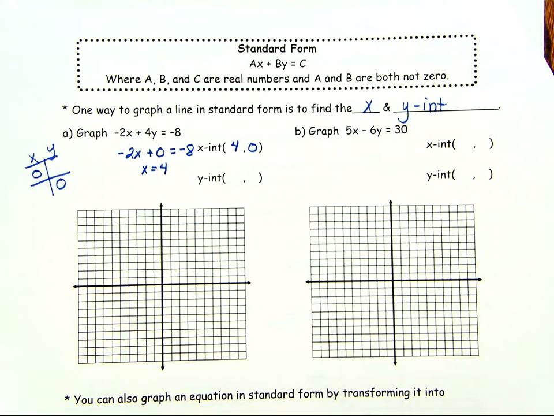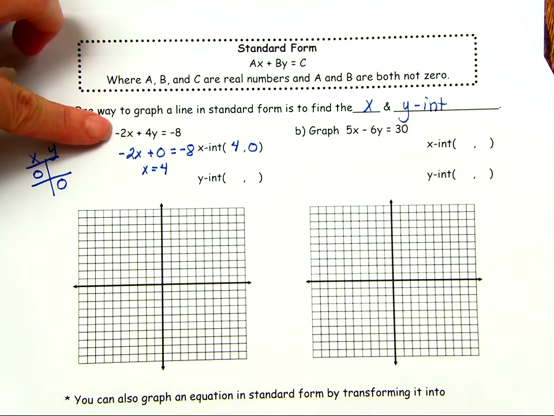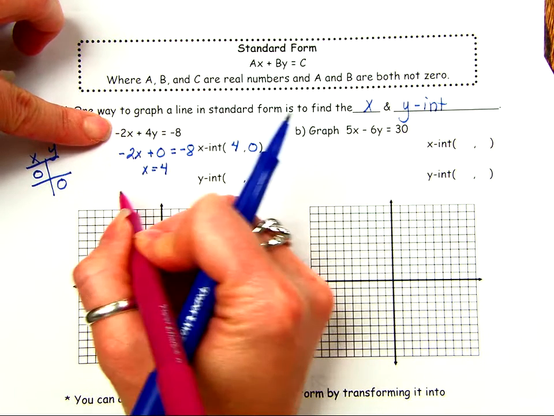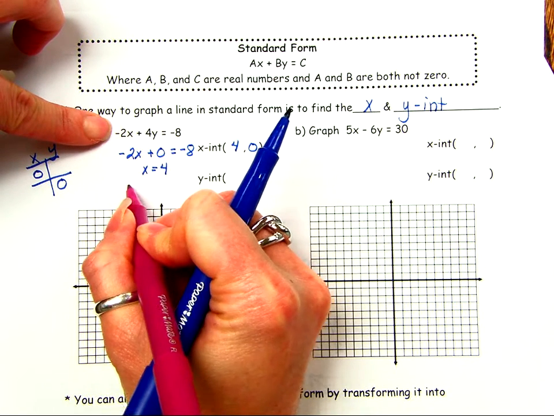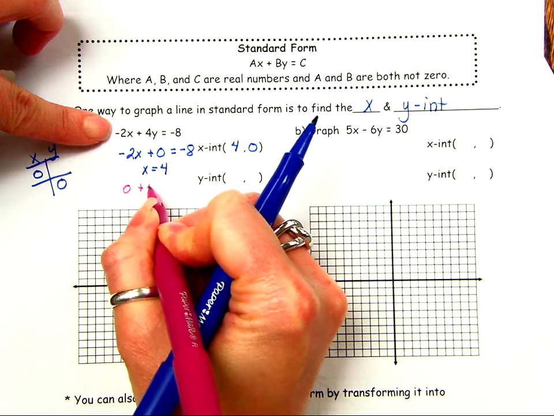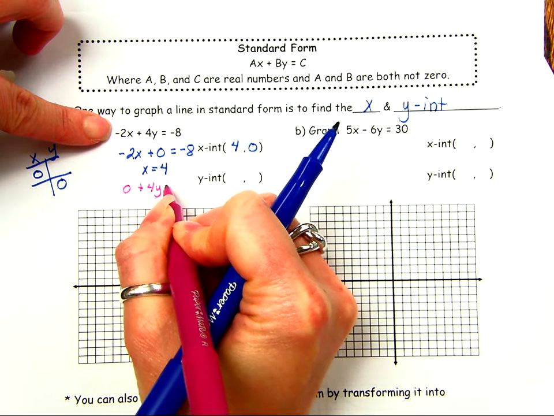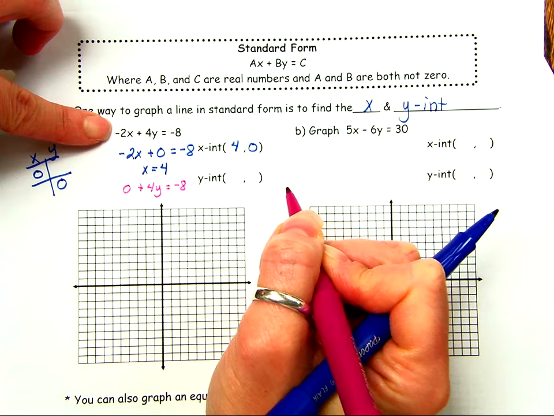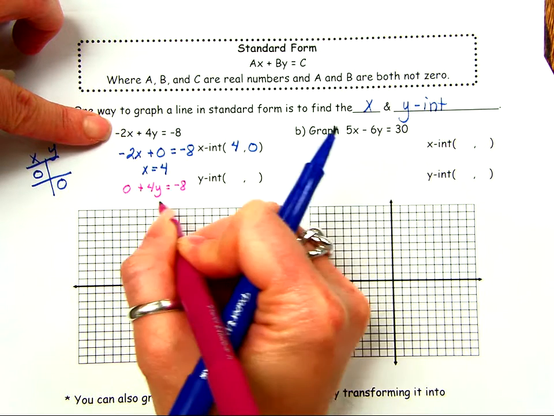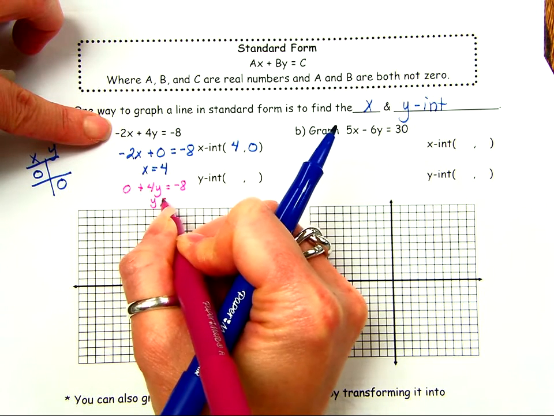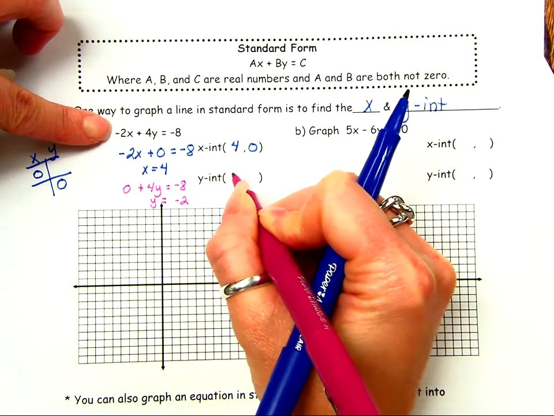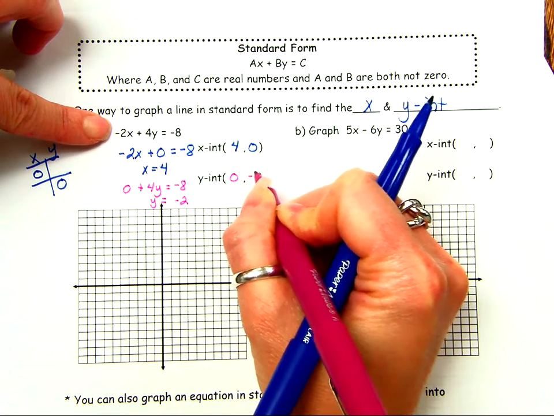Now when I go to find my y-intercept, I'm still using this equation, but now I'm going to plug in a 0 for my x. And so 0 times negative 2 is going to be 0. Plus 4y equal to negative 8. Dividing by 4, we would find out that y equals negative 2. And so my y-intercept would be at the point (0, negative 2).